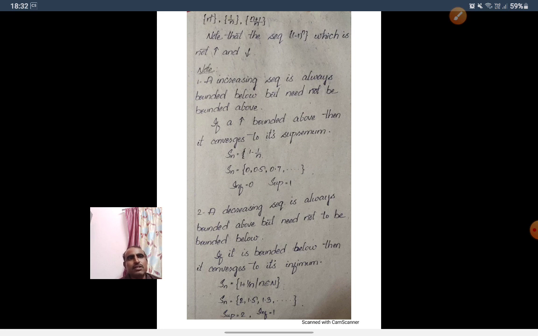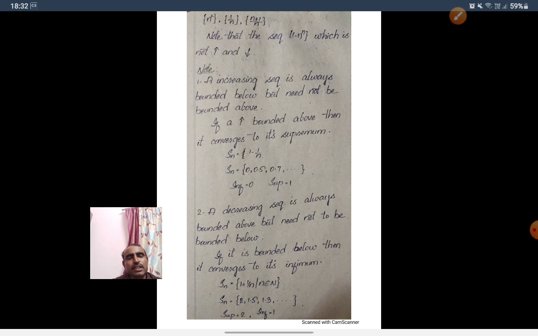For example, Sn is equal to n square. What happens? 1, 4, 9, 16, 25 and so on. Here the minimum value is 1. All the numbers in the sequence are greater than or equal to 1. So 1 is a lower bound, in particular 1 is the infimum. So it is a sequence bounded below. But there is no maximum value, there is no upper bound, so it is not a sequence bounded above.